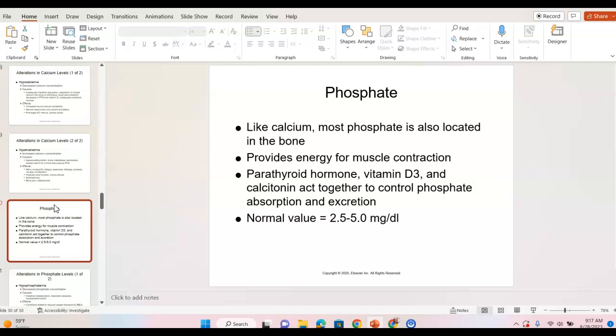It'll work in conjunction, same thing with parathyroid hormone, vitamin D, and calcitonin. If we need more calcium and phosphate in the bone, parathyroid hormone, calcitonin will deposit it. Vitamin D3 helps to absorb it.